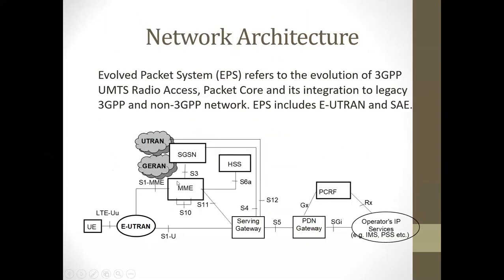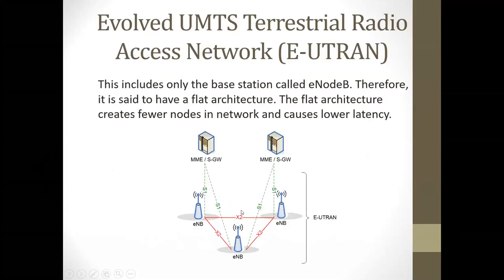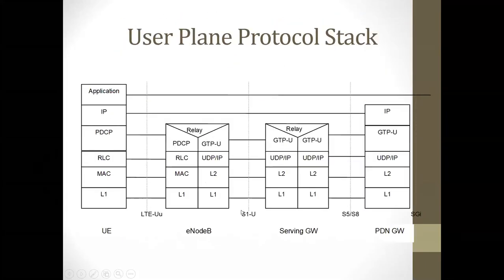For control, you have the MME component, and for user plane, behind the E node B, which is just the base station, you have the serving gateway and PDN gateway. Then there is the network cloud, the internet cloud. For user plane, the layers in the protocol stack are the physical layer, or layer 1. Then layer 2 has 3 different parts: MAC, RLC, and PDCP.